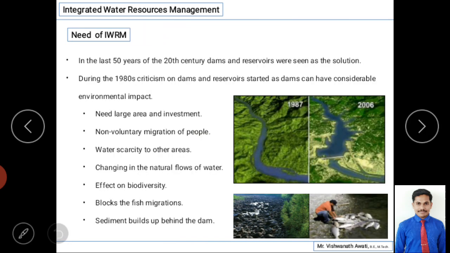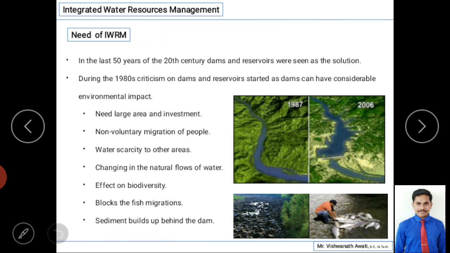Now we'll see why integrated water resource management is actually needed. Already we are doing water resource management, but why is it required? Although it is a recent topic, earlier we had water resource management based on the construction of dams. We thought that dams would give all the solutions of water resource management, but recent studies tell us that dams have some impacts on water resource management.